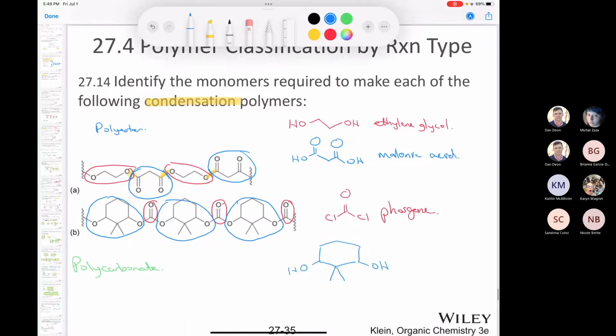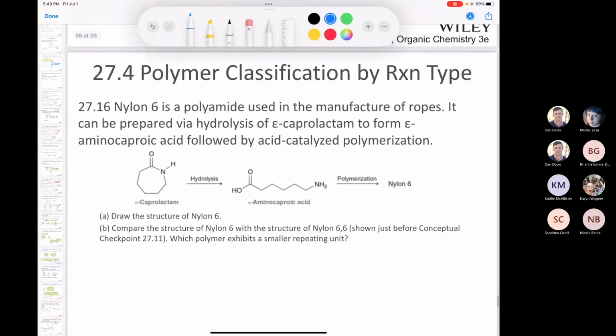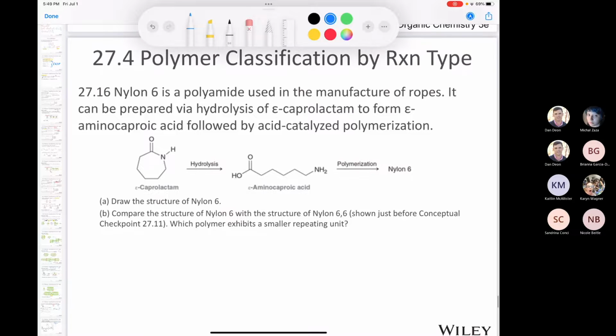And the last one, we have this compound here. So this is epsilon caprolactam. It gets hydrolyzed to make epsilon caproic acid. Then it undergoes polymerization to make nylon 6. So since we're going to be forming amide bonds, right? We know that a nylon consists of amide bonds like this. I'll just draw something like that. Okay, an amide is a nylon.